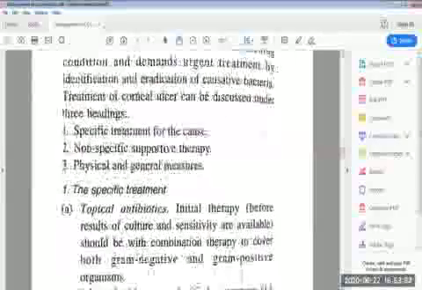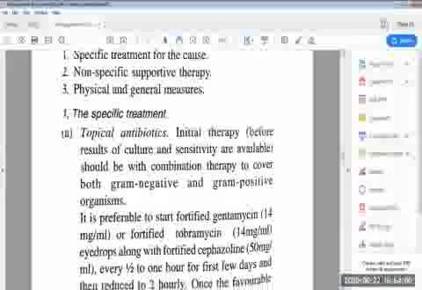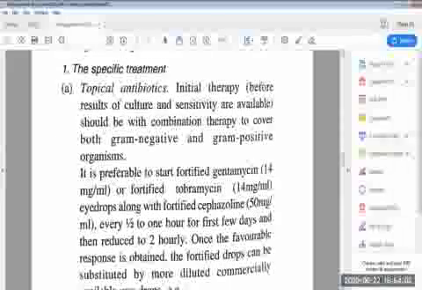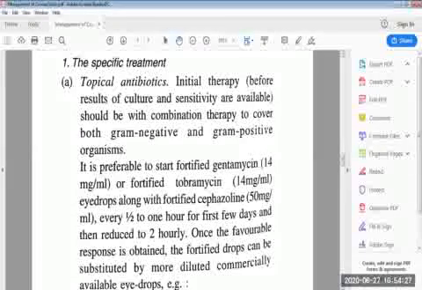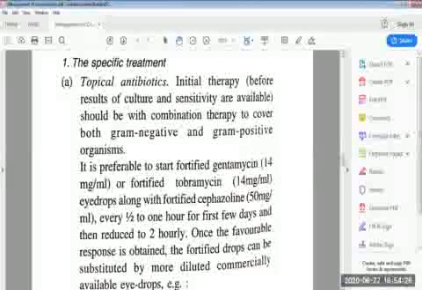First, the specific treatment. We should give the topical antibiotics. Initial therapy, before the results of culture and sensitivity are available, should be with combination therapy to cover both gram-negative and gram-positive organisms. Means you will send the sample for culture and sensitivity test, but that will take 2 to 3 days. So we should not wait for the report of the culture and sensitivity and then identify that particular organism. Then antibiotic should be given.